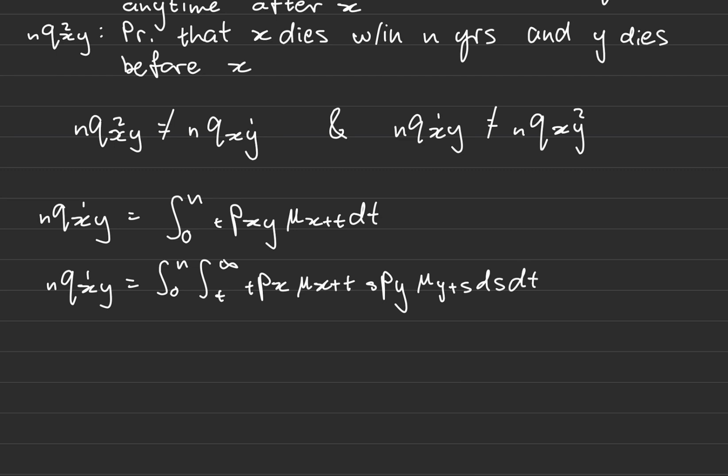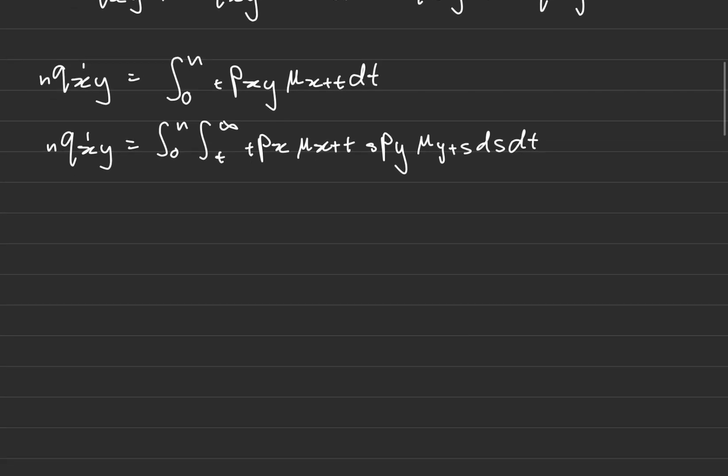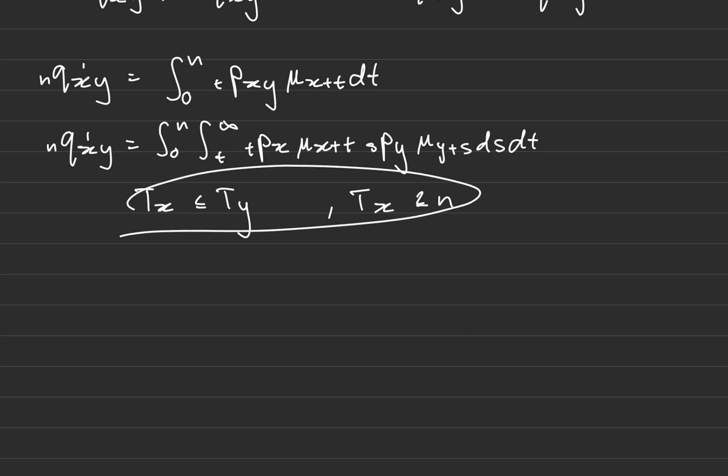So why is this double integral true? Well, let's think about it. What does this probability represent? It represents x dying within n years and x dying before y. Those are two simple things that I said there. And writing that in terms of things that we know, that is essentially x dying before y and x dying before n years is up. That's it. We're calculating the probability of that event. So how do I write this event out?